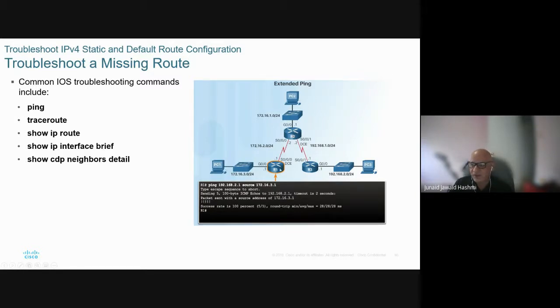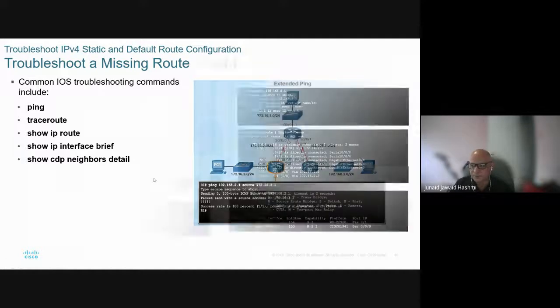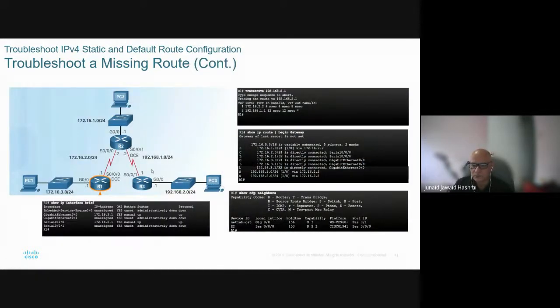Type show IP interface brief. So if the routing entry is there, what could be the other issue? Maybe something is wrong with the interface. So you type show IP interface brief to see if the interface is up or down, or the IP address is configured properly. If the route is missing, what could have happened is that you did not configure it. So type show IP interface brief, show IP route, show CDP neighbors to verify.